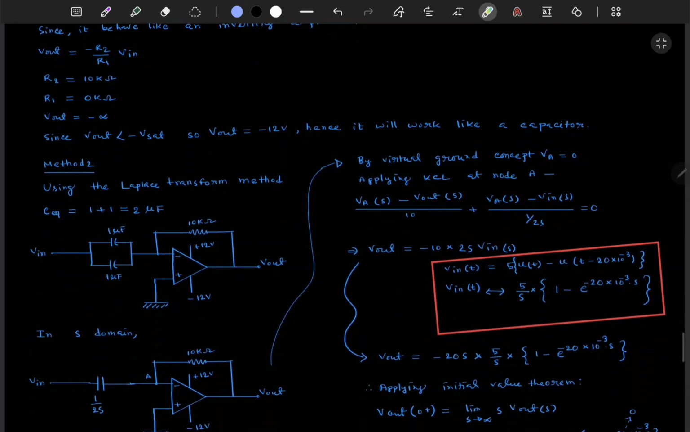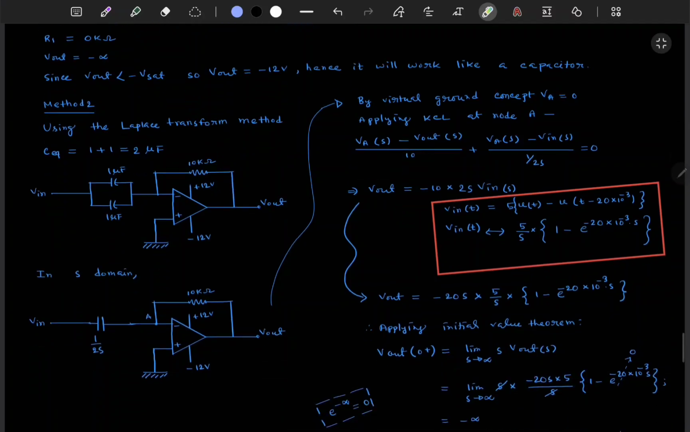Now method 2 is using the Laplace transform method. We are checking here C equivalent: capacitors in parallel, so we are just adding the capacitances. 1 plus 1 equal to 2 microfarad, and in the S domain it will be 1 by 2s. And resistance is there.